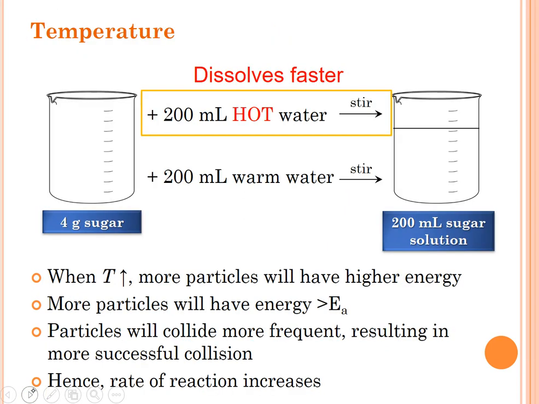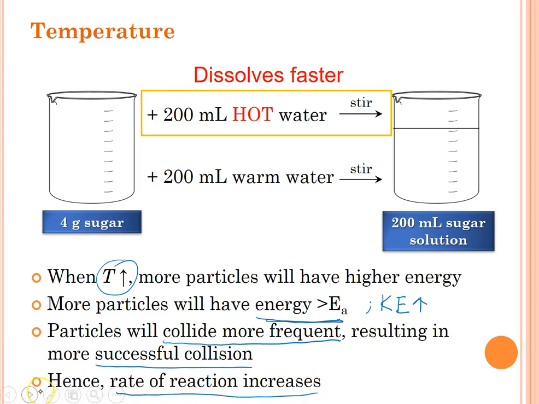The next factor that affects rate of reaction is temperature. When the temperature of a system is increased due to heat being supplied to the reaction, more reactant particles will have energy greater than activation energy. This will result in an increase in kinetic energy of the reactant particles. Thus, the reactant particles will collide more frequently, which results in greater number of successful collision. Hence, the rate of reaction would increase.